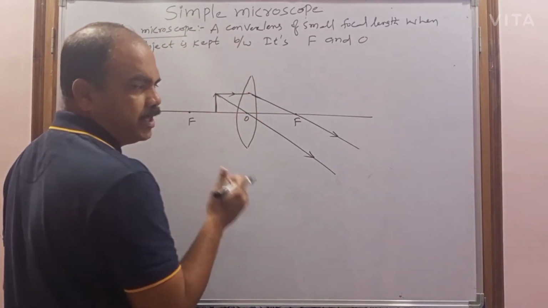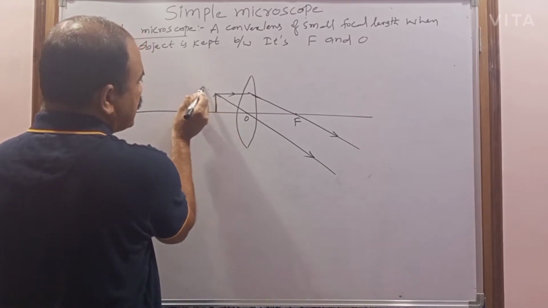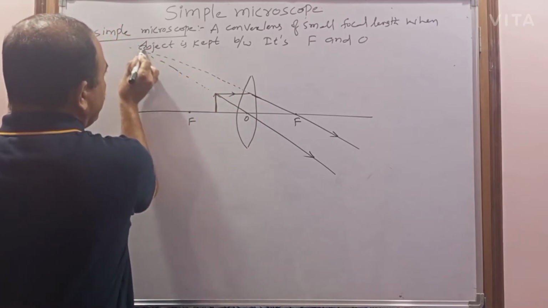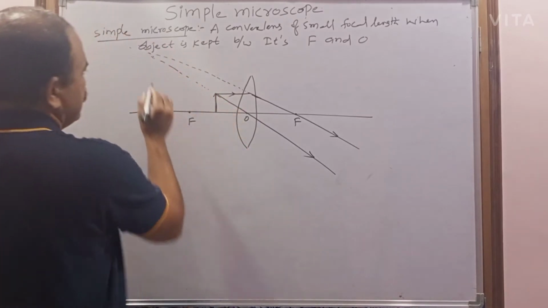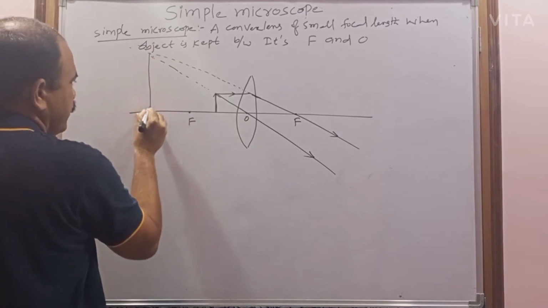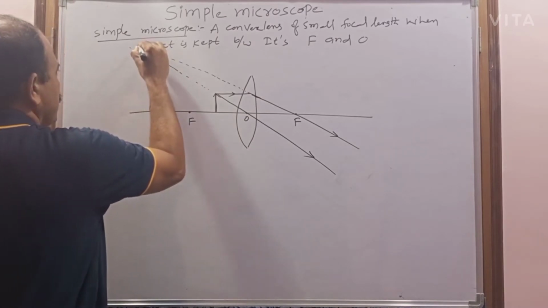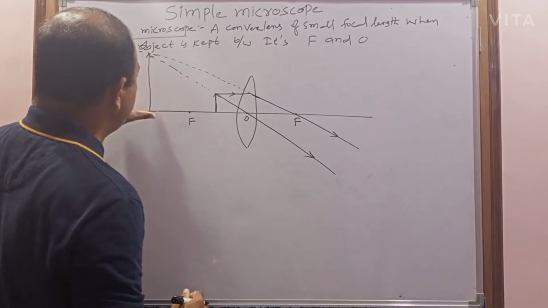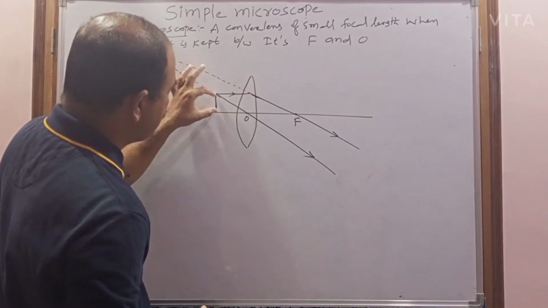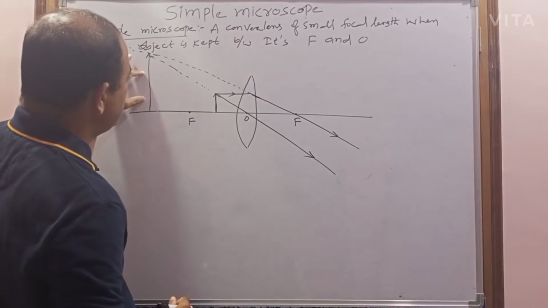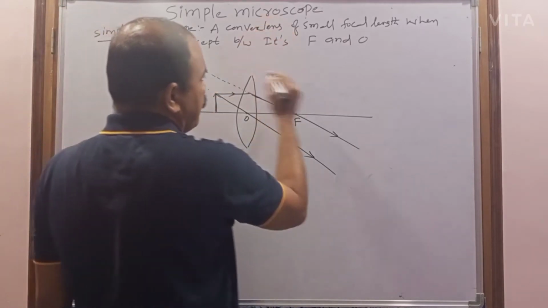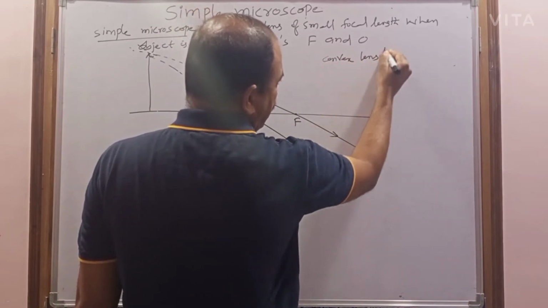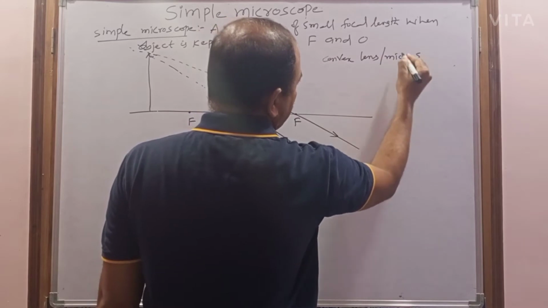To find where the virtual image is formed, we have to extend the rays. When these refracted rays are extended back, they intersect, or appear to intersect, at a point. At that point the image is formed. Here these two refracted rays are extended back and they are intersecting, so here the image is formed. So for this object, the convex lens, or simple microscope, forms this image.